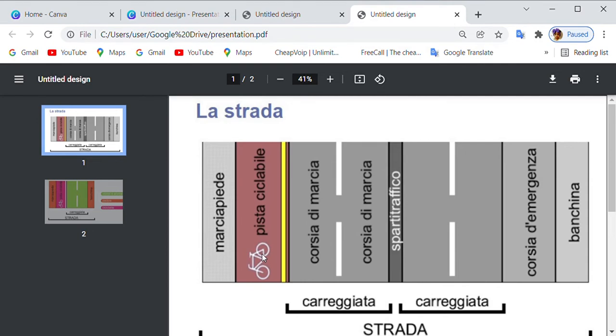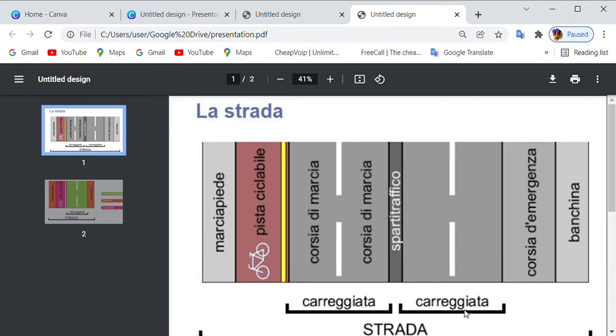What is part of the strada? Marciapiede, pista ciclabile, corsia di marcia, spartitraffico, that is the middle rail. Sometimes it could be green. Sometimes they could put curbs here to separate the two carreggiate. So beginning from here to here, that is the only place where vehicles and animals ply. Without the other parts, this is called carreggiata. So in this case, there are two carreggiate.